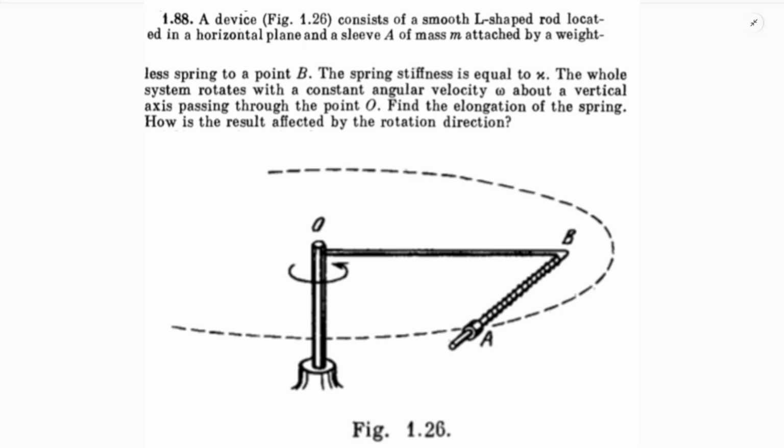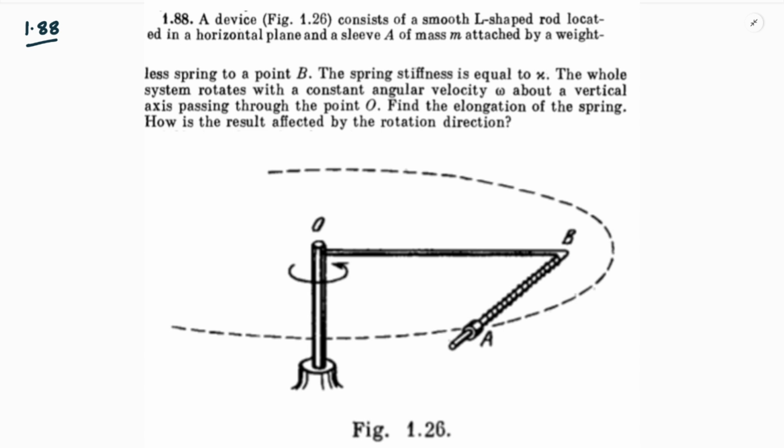So we are dealing with the 11th problem in this series, and the 11th problem in this series is problem number 1.88. The problem is stating: a device consists of a smooth L-shaped rod located in a horizontal plane and a sleeve A of mass m attached by a weightless spring to a point B.